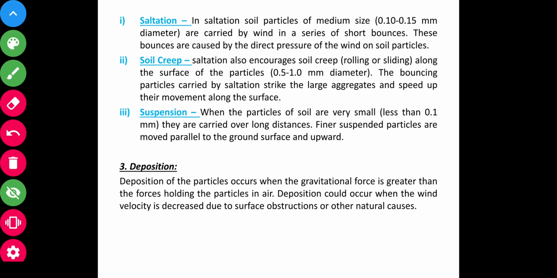Now the last phase of wind erosion is the deposition. Deposition of particles occurs when the gravitational force is greater than the forces holding the particles in air. Deposition could occur when the wind velocity is decreased due to surface obstructions and other natural causes. Okay, this is about the mechanics of wind erosion.